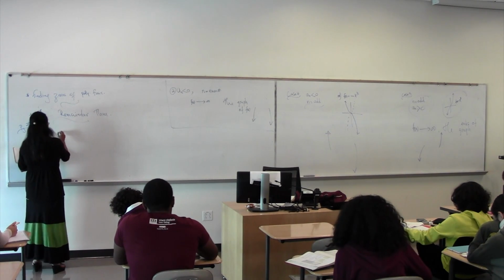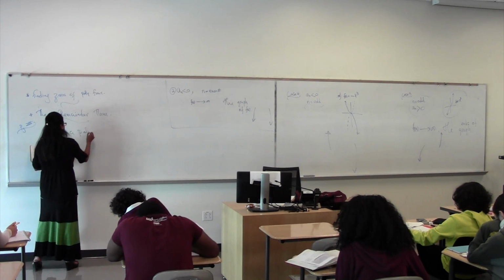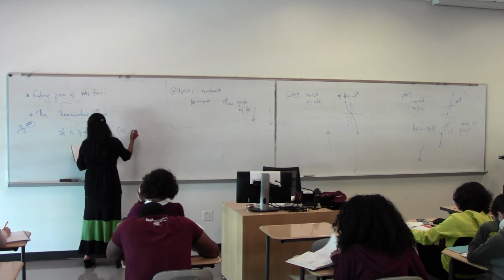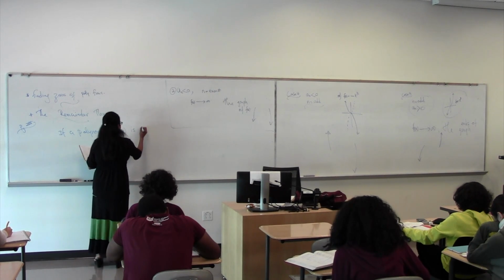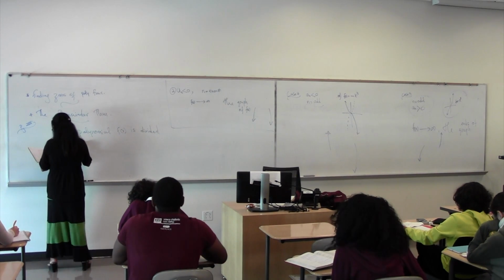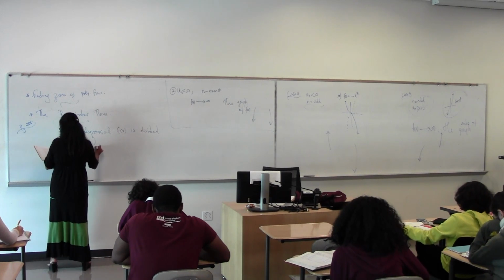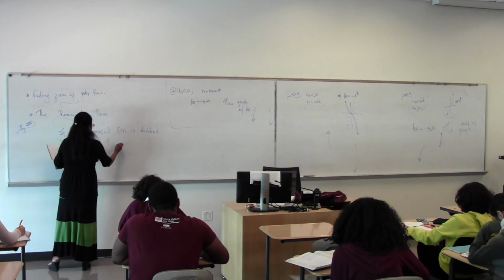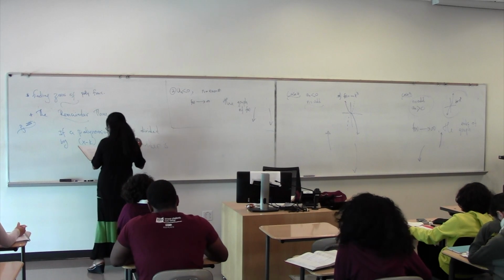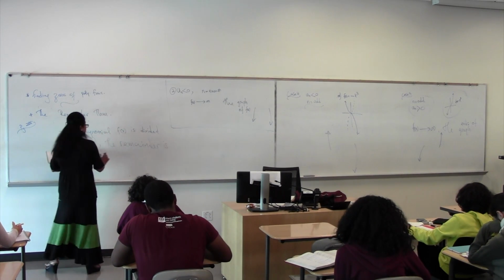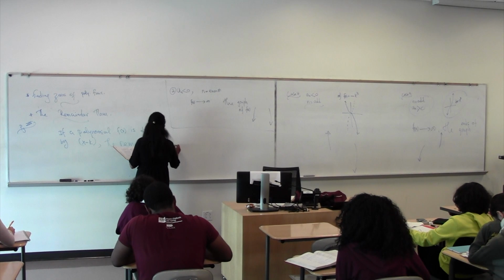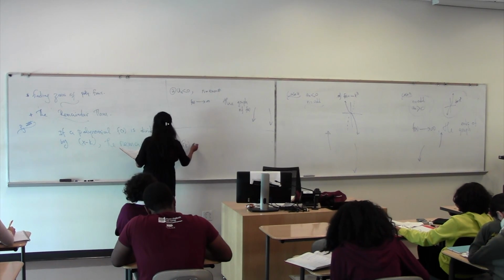Okay, this is very important. If a polynomial f of x is divided by x minus k, the remainder R is equal to f of k. That's it.